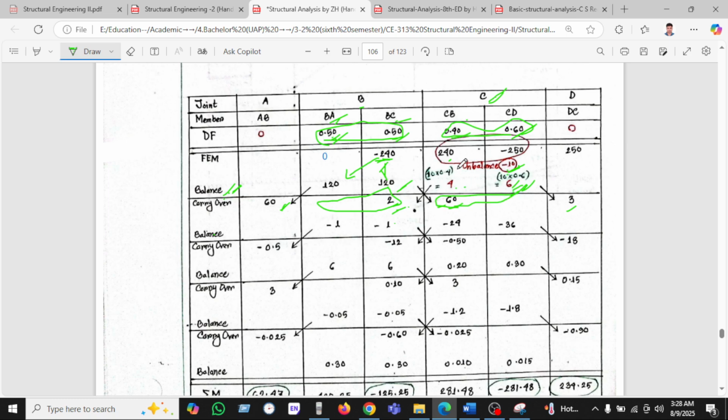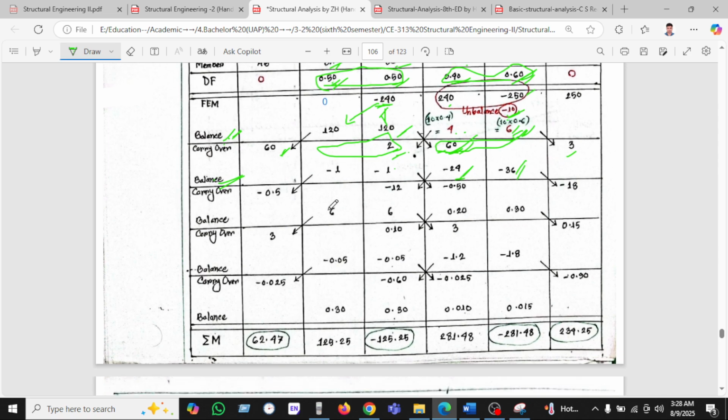So 60 into 0.4 equal to 24. 60 into 0.6, which will be 36. As this is positive, that's why it will be negative, because we are calculating balancing moment. Now we carry over 0.5.